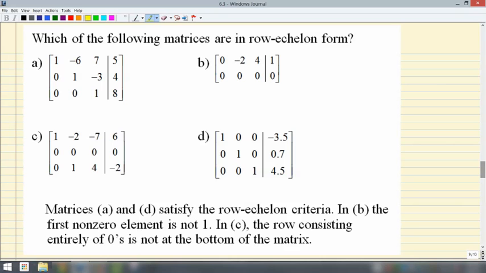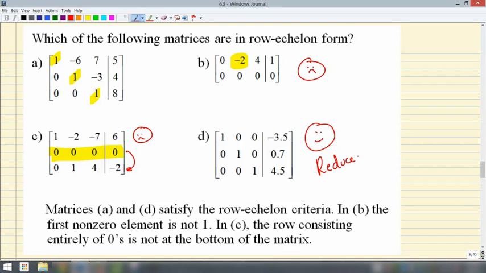Is A in echelon form? Yeah, it's in echelon form. The first number in each row is a 1. There's this diagonal where it's farther to the right, and everything looks good. What about B? No, because it's got that negative 2 there. So, sorry B, you are not in echelon form. What about C? This row has to be down below. So this is not in row echelon form. And D is extra cool because it is in reduced row echelon form.